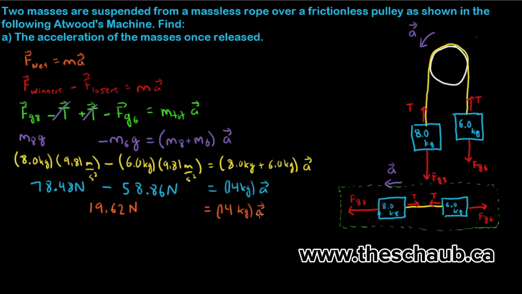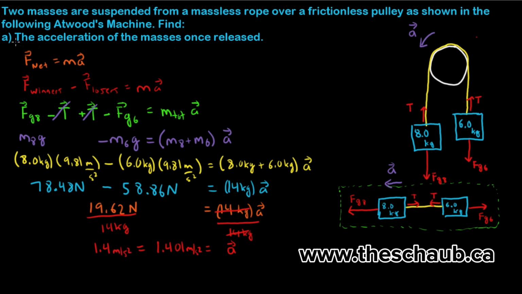Our acceleration, what we're looking for, is being multiplied by 14. We have to do the opposite to get the acceleration all alone, and the opposite of multiplying is dividing. So we divide both sides by 14 kilograms. On this side, 14 divided by 14 is just 1, leaving us with the value we're looking for, the acceleration. And on this side, 19.62 divided by 14 kilograms is equal to 1.401 meters per second squared. So our final answer for our acceleration is going to be equal to 1.4 meters per second squared.